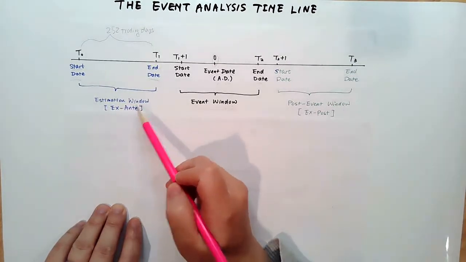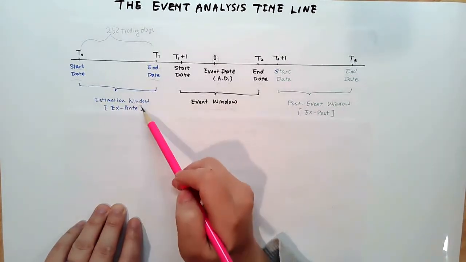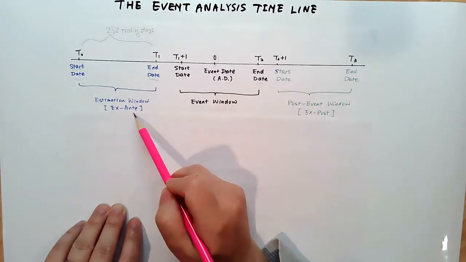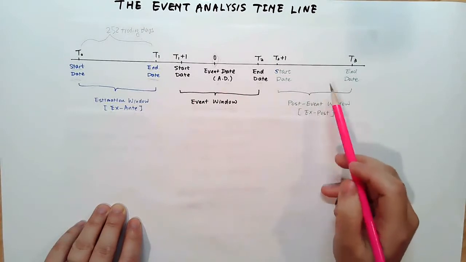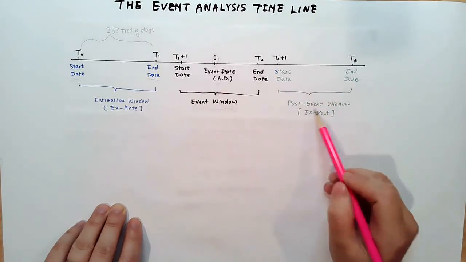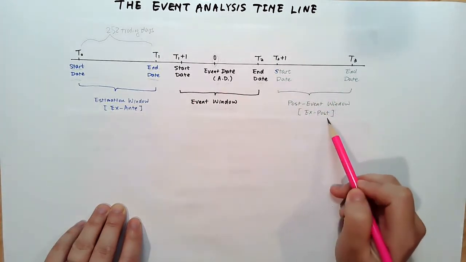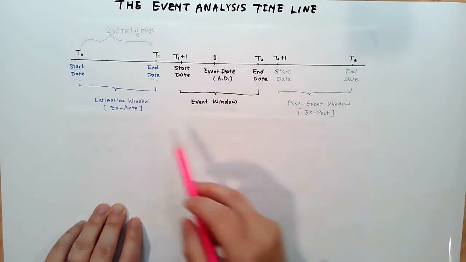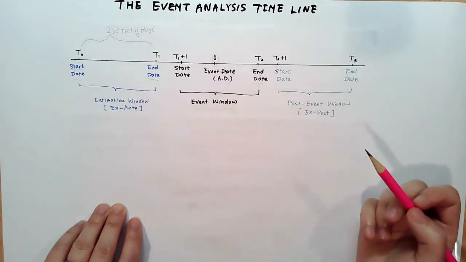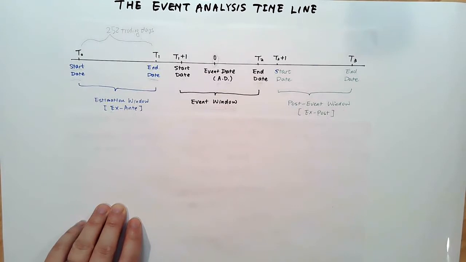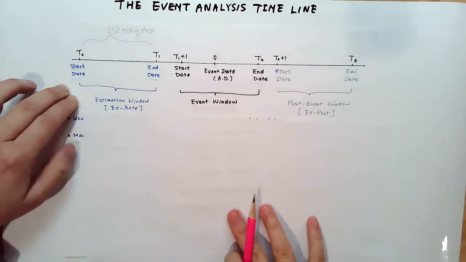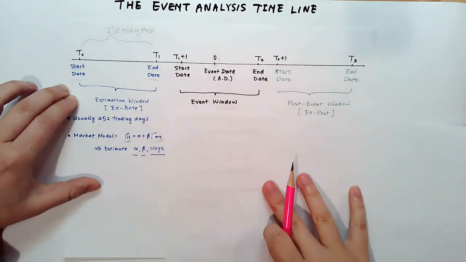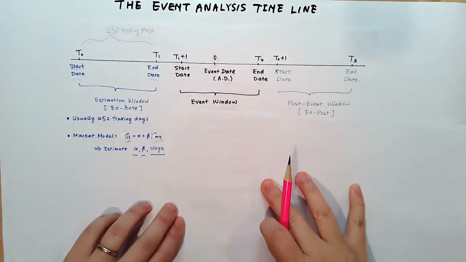The analysis in the estimation window is also known as the ex ante analysis. And all the analysis you're doing during the post-event window is called an ex post analysis. Okay, those are just two jargons that people like to use when they're doing event analysis. Okay, let's look at what we're doing specifically under each time window.